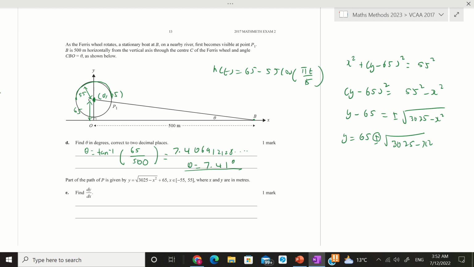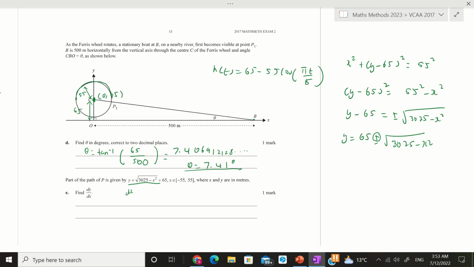Okay? Now, this equation here pretty much just describes the top half of this circle, the path of P, of Sammy's car. Anyways, we can define this in our CAS. We can also do it by hand, but we might as well define it in our CAS and try and solve it because it'll be helpful later on.